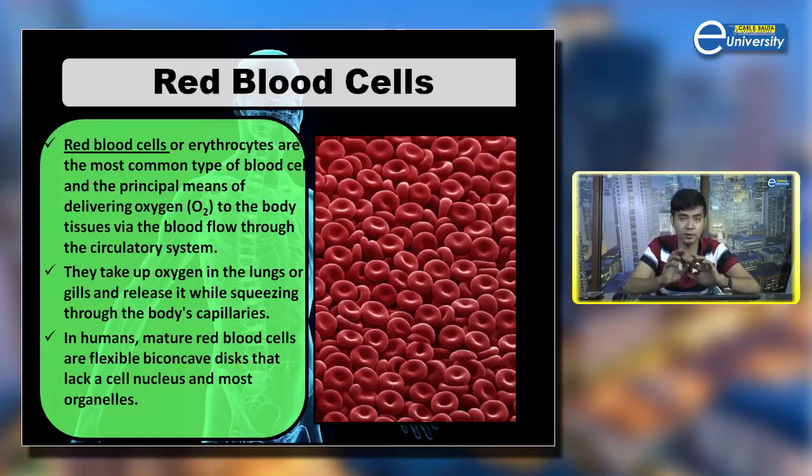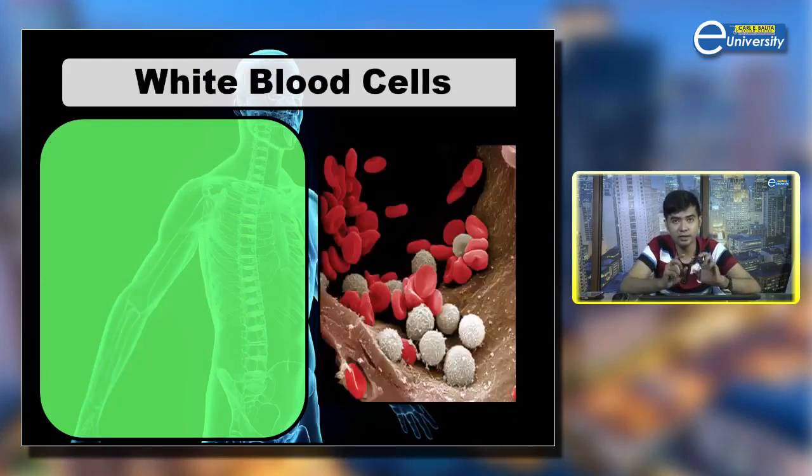So the red blood cell, as you can observe in the diagram, lacks a nucleus. That's why it is biconcave, or there's a hollow part within the middle. So the main function of the red blood cell is to harvest and pick up the oxygen in the lungs to be delivered into the body through the systemic circulation.